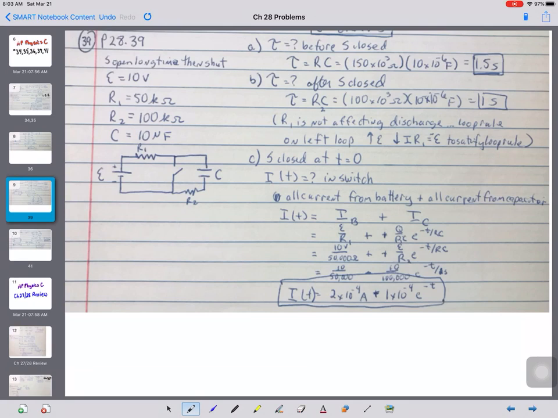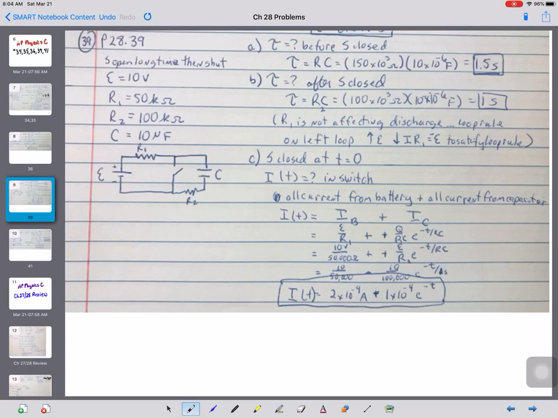Number 39, dealing with an RC circuit with two different resistors in there in two different locations. In A, you want the time constant before the switch is closed. That's an RC. Both resistors are in the connected path, so they are acting in series. So then the R you're plugging in there is the total of the 50 kilo ohm and the 100 kilo ohms.